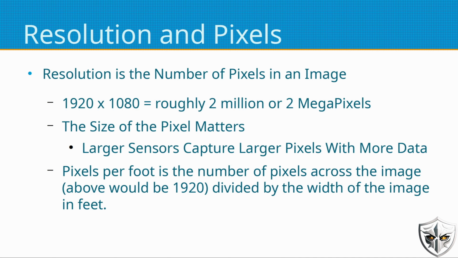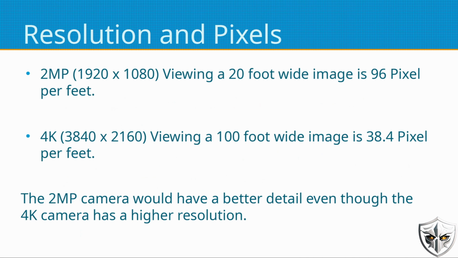image. Then another thing to consider is your pixels per foot. So pixels per foot is the number of pixels across the image divided by the width of the image. So the example of the camera up above, the 1920 is the width, the 1080 is the height. So 1920 would be the width in pixels of that image. Where that's important is if you take, say, a 2 megapixel camera like we talked about, so it's 1920 by 1080, and it's viewing a 20-foot wide image, maybe a vestibule or something, right? You're going to have 96 pixels per foot.